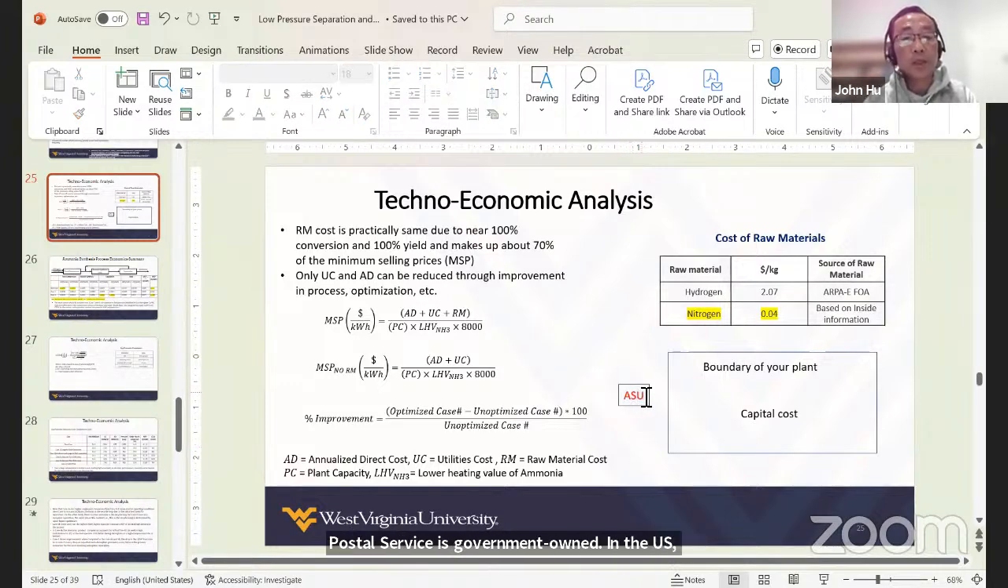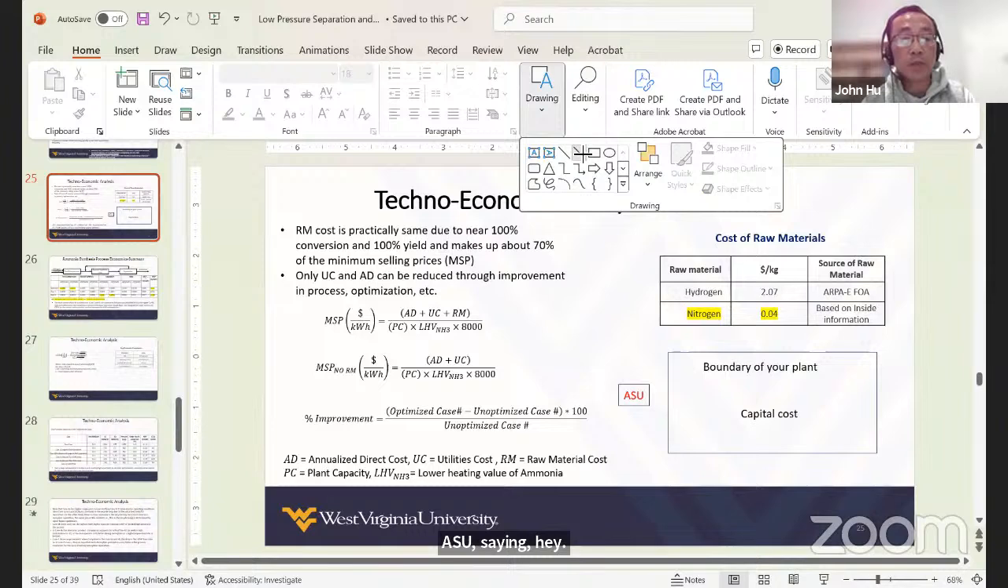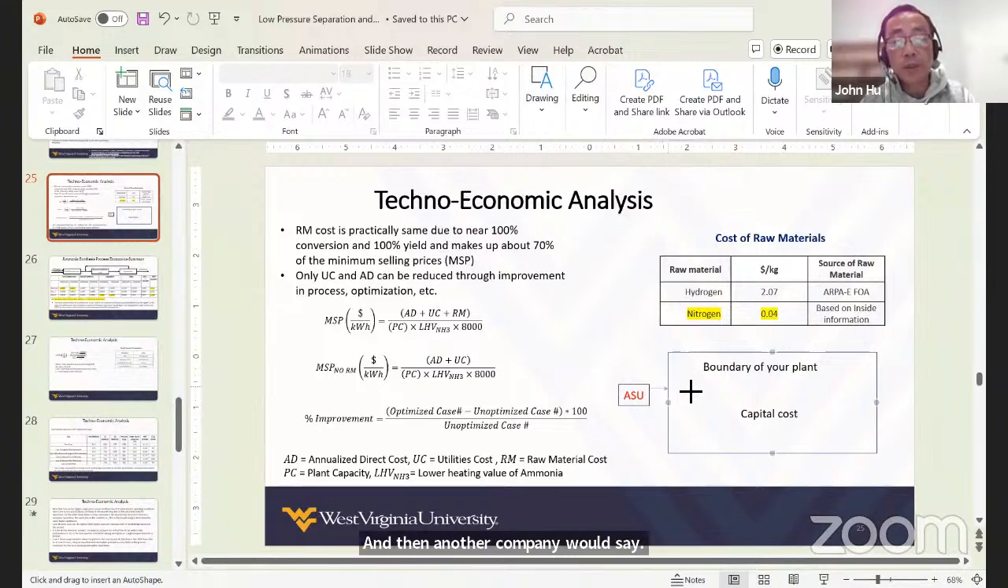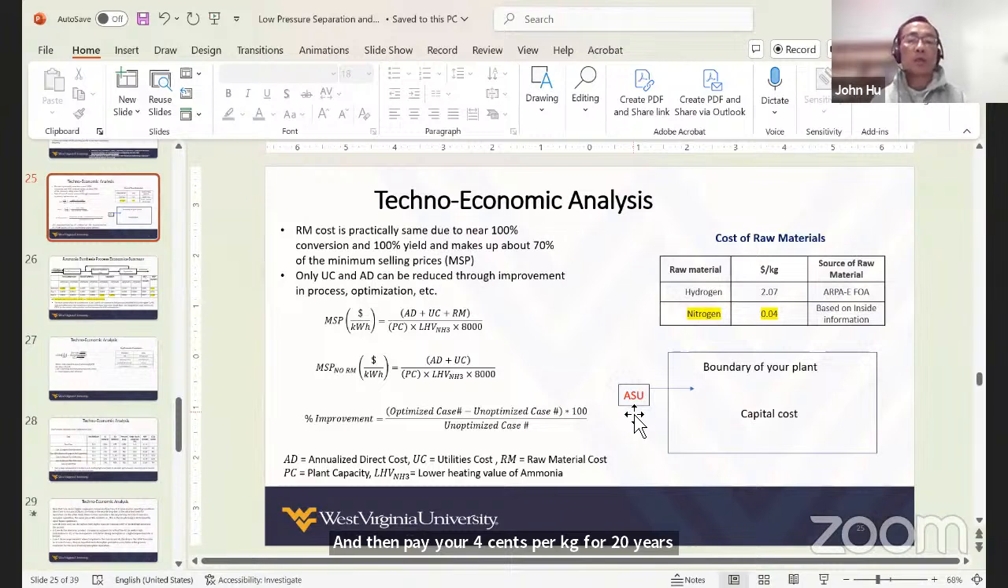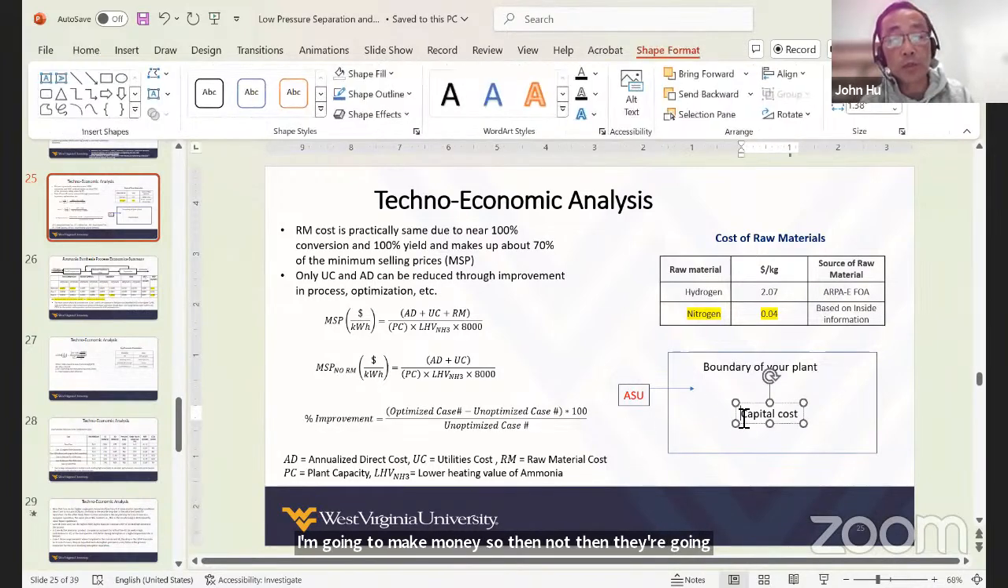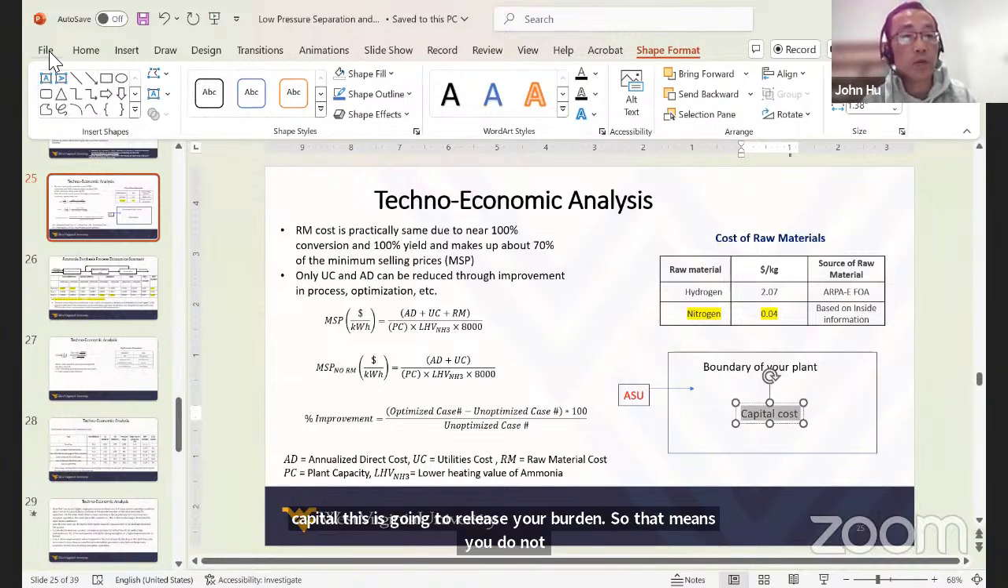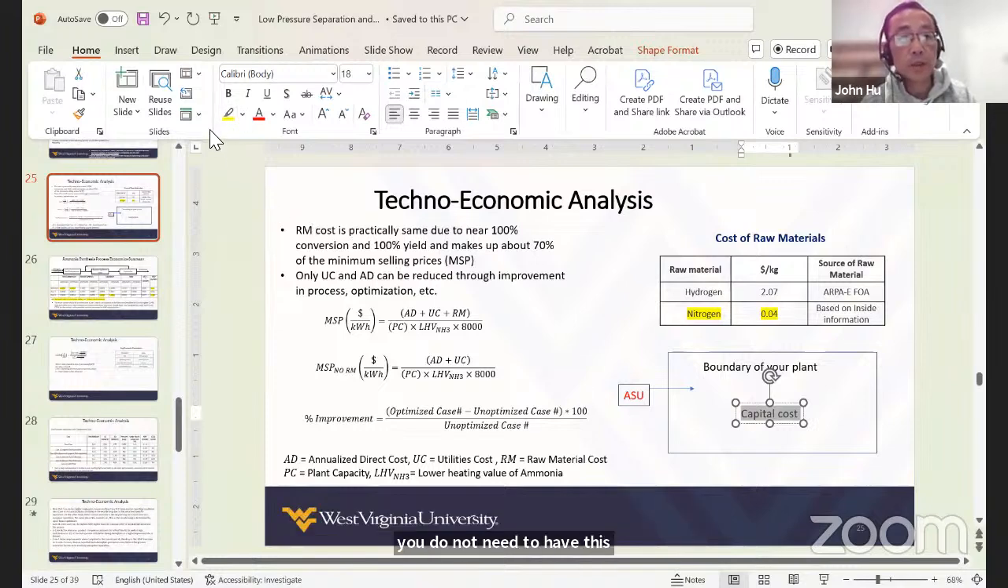So you can talk to an ASU company, saying, "Hey, you build this outside my fence," and the company will ask, "What's the benefit?" The benefit is that I will have a contract with you for 20 years and pay you 4 cents per kg for 20 years. The company calculates that with a guaranteed 20-year purchase at 4 cents per kg of nitrogen, it's going to make money. So they're going to put in the capital. This releases your burden, so you do not need to have this in your plant. Make sense? Do you understand?